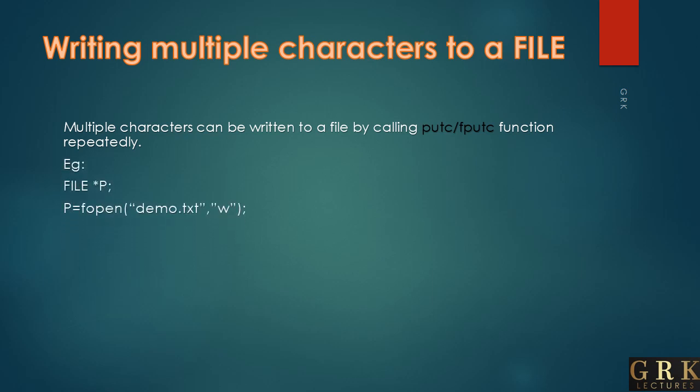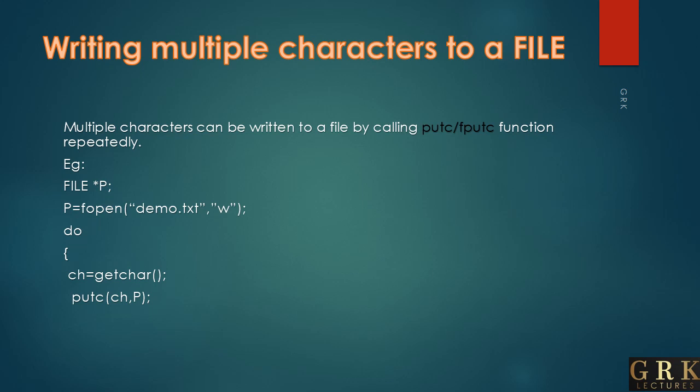So here I am trying to open a file, that is demo.txt, in the write mode. After that, once the file has been opened, I am reading a character from the keyboard. The getchar function is used to read one character at a time from the keyboard. Instead of getchar, you can also use a scanf statement. Using scanf, you can read one character and store it in a character type variable, that is ch.